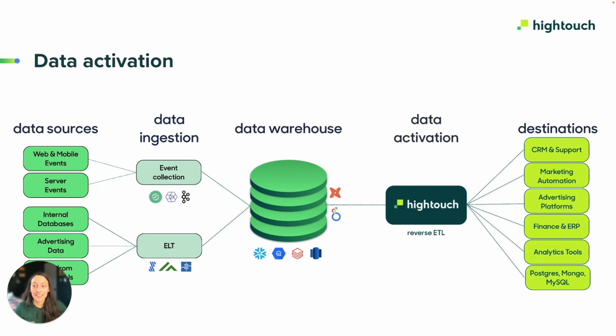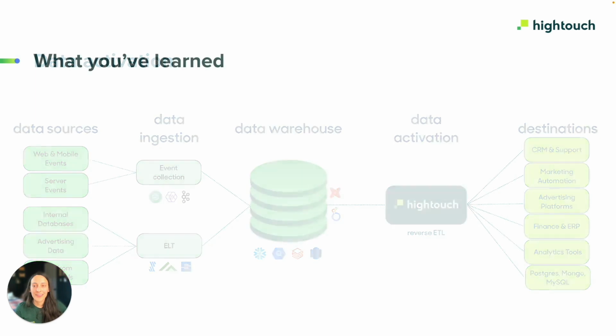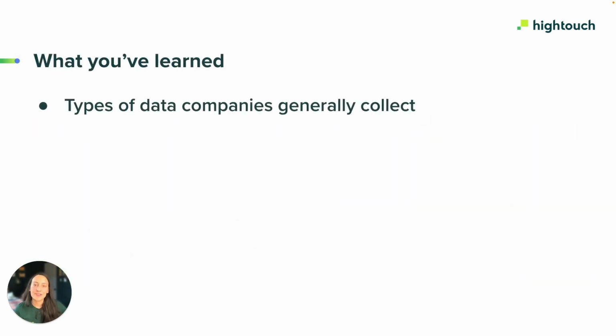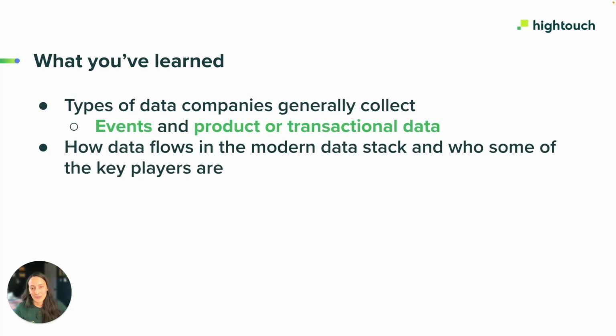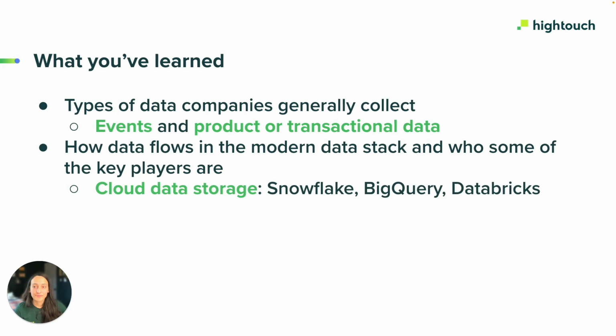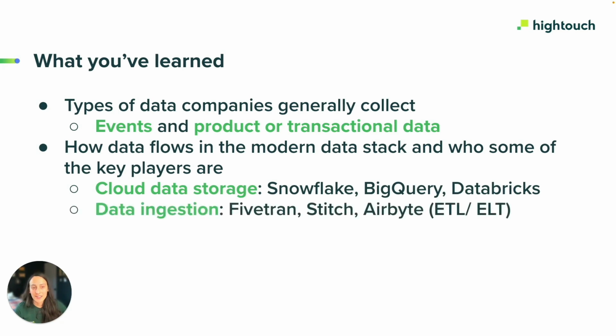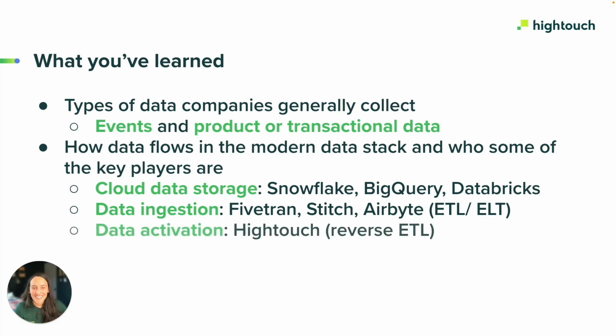To summarize, companies often track events and collect other types of data like product or transactional data. As their data maturity progresses, they store all their data in cloud data platforms like Snowflake. Fivetran, Stitch, and others are often referred to as ETL providers. They extract, transform, and load data into the warehouse. Hightouch, sitting on the other side of the warehouse, can be considered a reverse ETL platform.